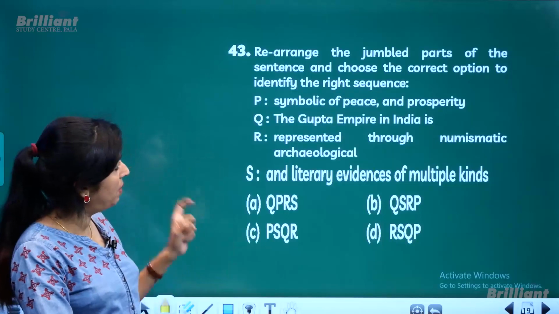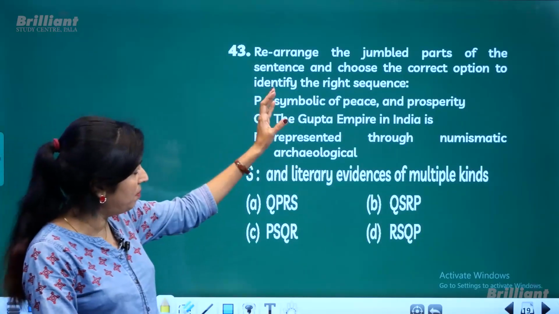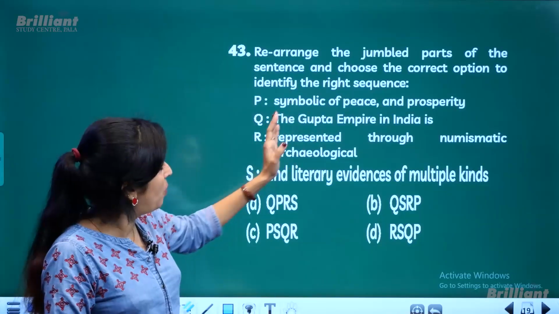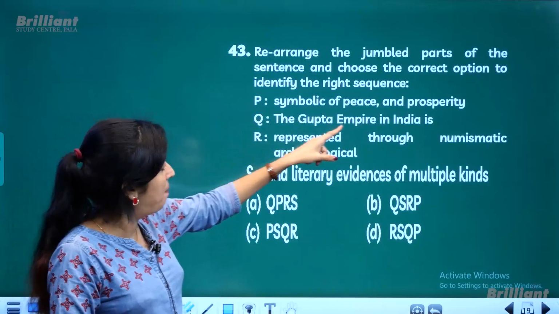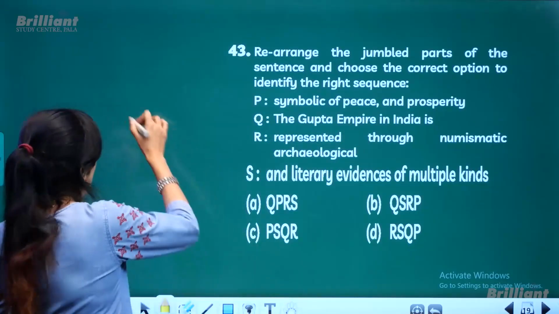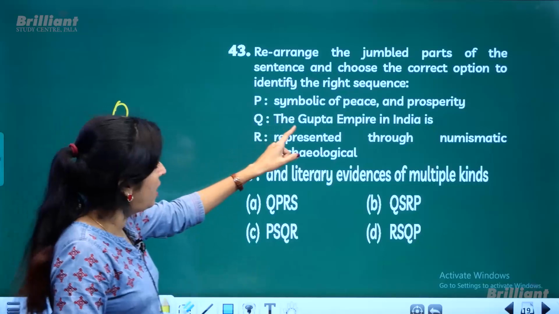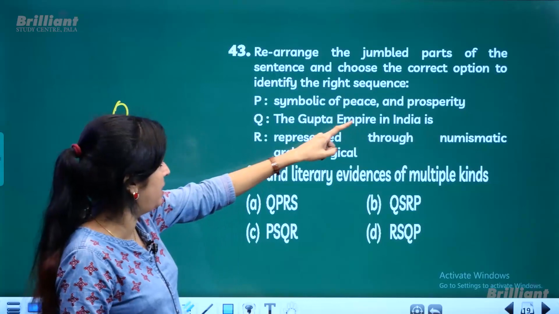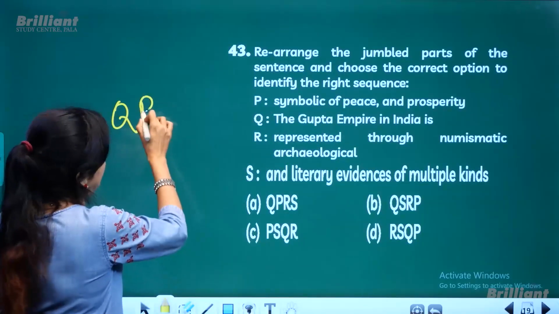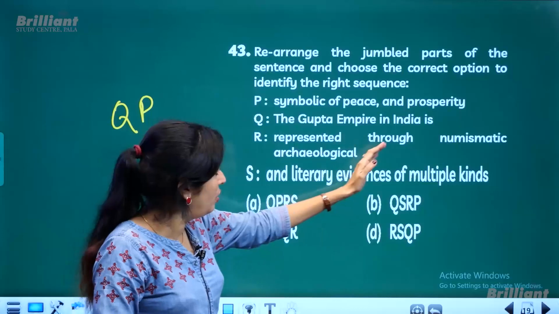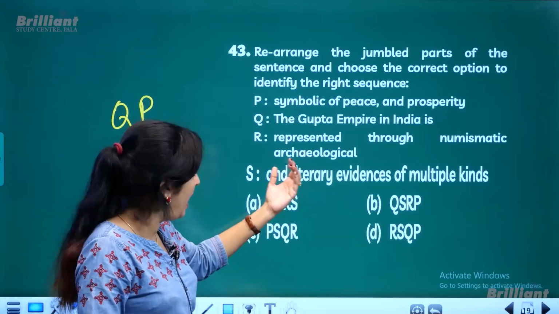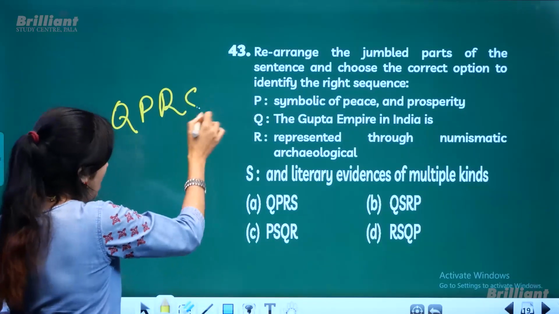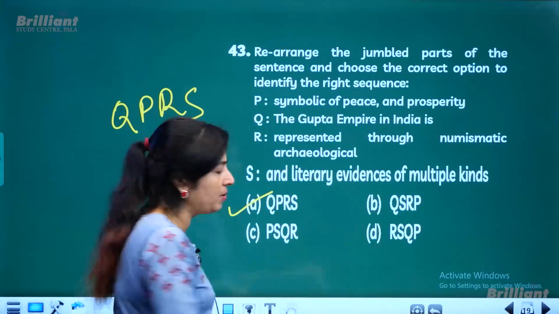Next is rearrange the jumbled parts of the sentence. That means rearrange the whole thing to make it a meaningful paragraph in the right sequence. Symbolic of peace and prosperity. We cannot start with this. The Gupta Empire in India is. So we can start with this, Q. The Gupta Empire in India is symbolic of peace and prosperity, represented through numismatic, archaeological and literary evidences of multiple kinds. So Q, P, R, S, option number A.